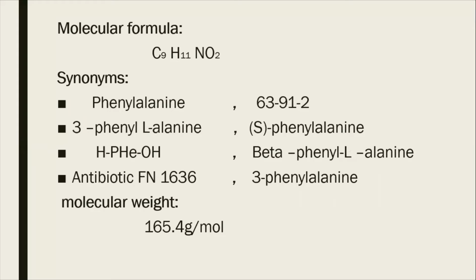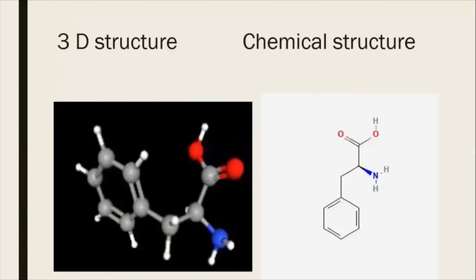Its molecular formula is C9H11NO2. The synonyms of L-phenylalanine are phenylalanine 63912, S-phenylalanine, 3-phenylalanine, H-PHE-OH, beta-phenylalanine, and antibiotic FN1636. Its molecular weight is 165.4 gram per mole. There is a 3D structure and chemical structure of L-phenylalanine.